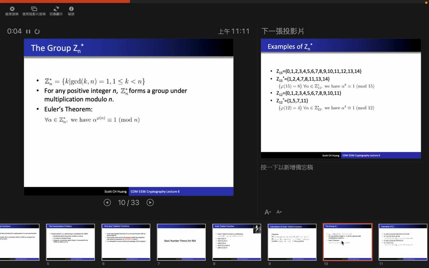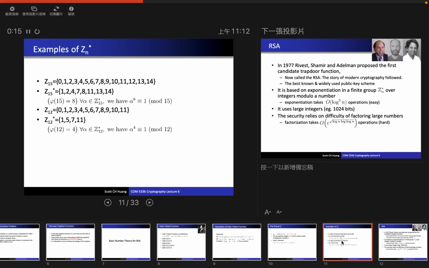introduction. So Euler's theorem provides us the most important building block for RSA. Okay, so some examples. So Z15. It's customary to use the notation Z15 star if we consider multiplication. If we consider addition, then we don't have to delete any elements that are not relatively prime with n, which is 15 in this case.